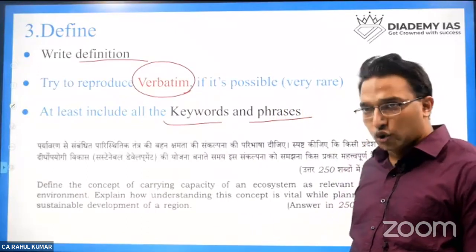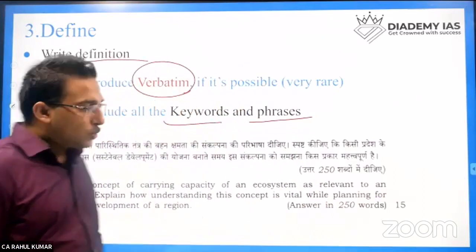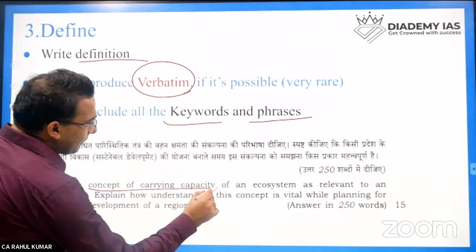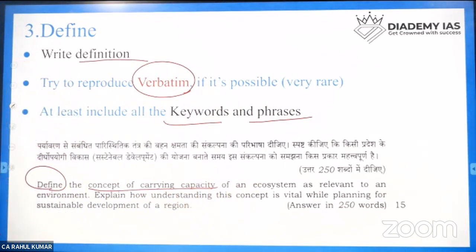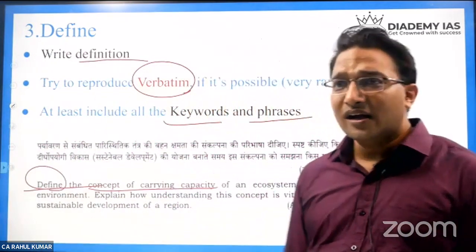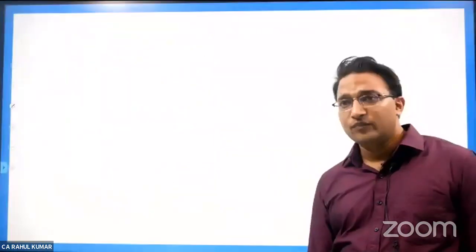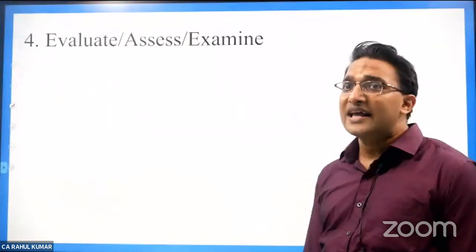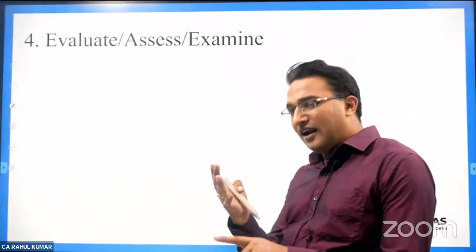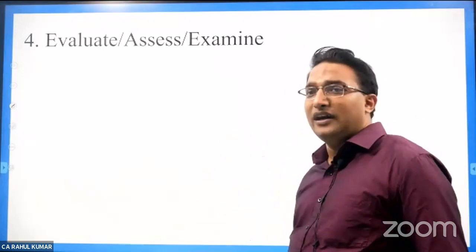And this is the previous year question, UPSC question. So here the question is define the concept of carrying capacity of ecosystem as relevant to an environment. Okay, so just define, nothing else. Okay, so can you see the kind of type of question they are asking? You have to differentiate between the words and you have to answer accordingly. Enumerate, narrate, define, all three have different meaning.